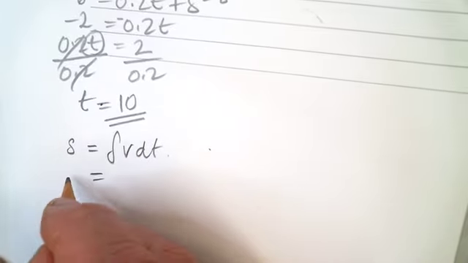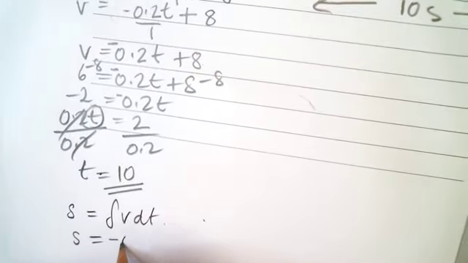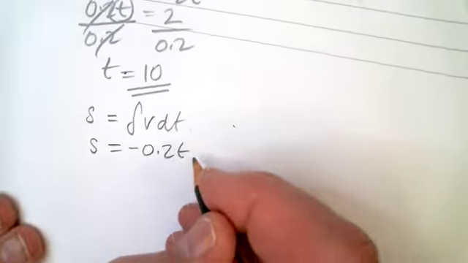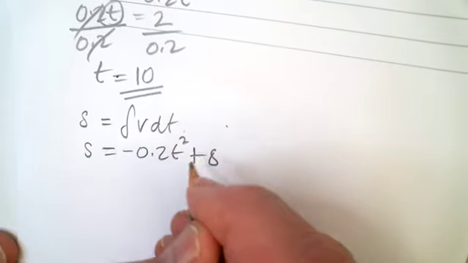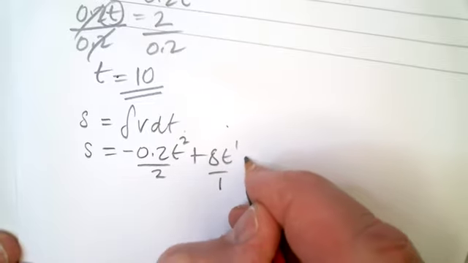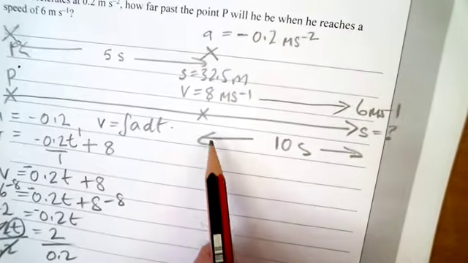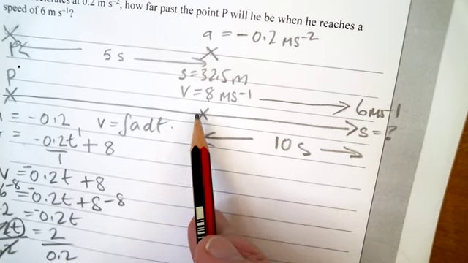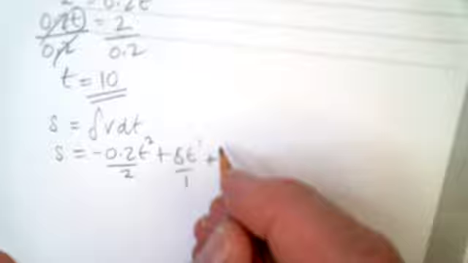So what does that equal? S must equal, and I've got my velocity, which is negative 0.2 t plus 8. Now let's increase the power by 1 and add on any constant. Do we know any distance already traveled when we started doing this operation? Yes, we do. Distance was 32.5 meters.